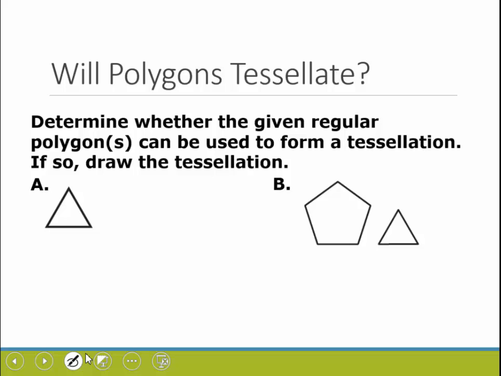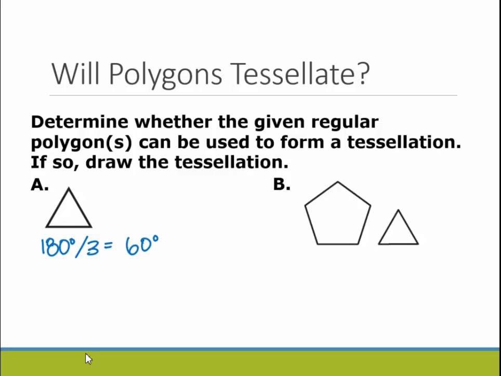So will these polygons tessellate? Determine whether the given regular polygons can be used to form a tessellation. If so, draw the tessellation. So we're assuming that these are regular, equal sides and equal angles. So because this is a triangle, what we need to look at is how many degrees are in a triangle. So we know there's a total of 180. That means that each angle has 60 degrees.